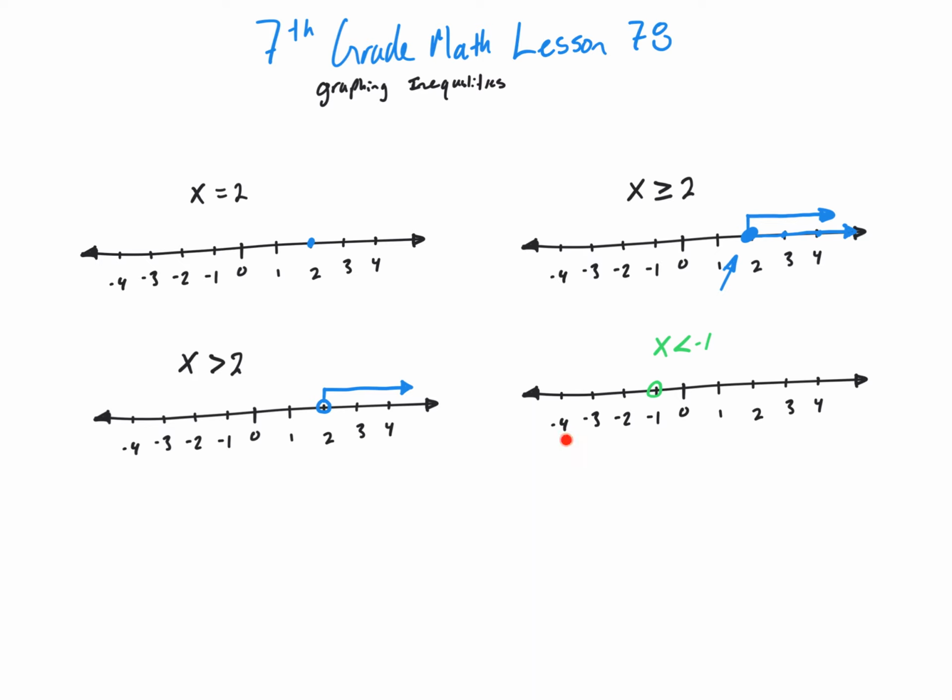Even though 2, 3, and 4 seem bigger than 1, think of it this way. Would you rather owe someone $2 or owe someone $1? Well, I'd rather owe someone only $1. So that means -1 is the larger amount. So x is smaller than that, so it's going to go in that direction.